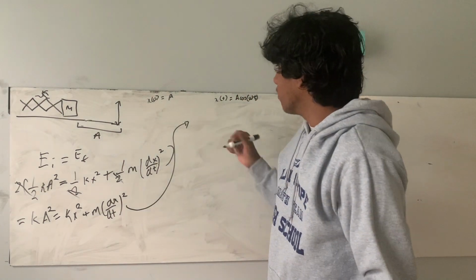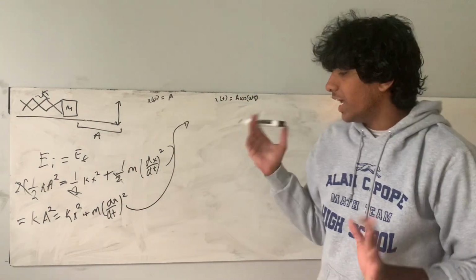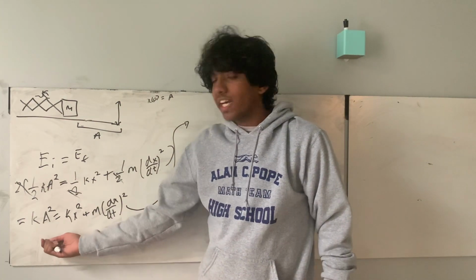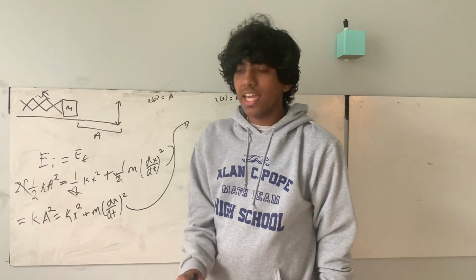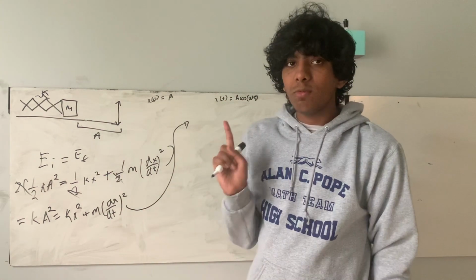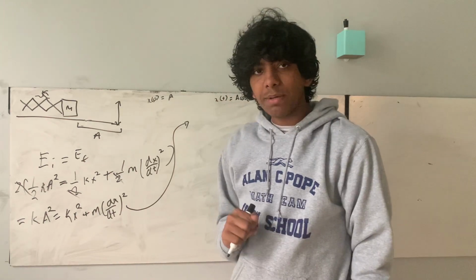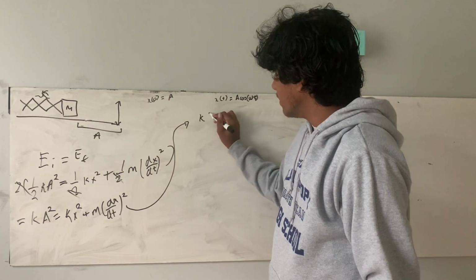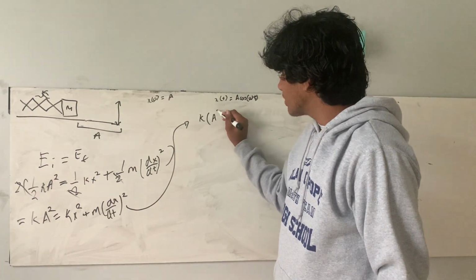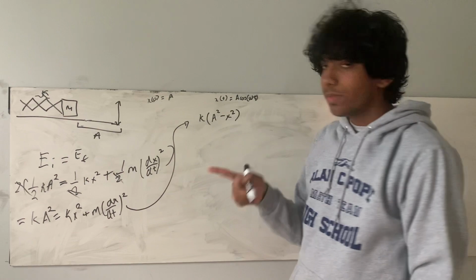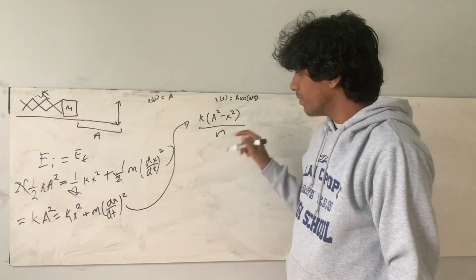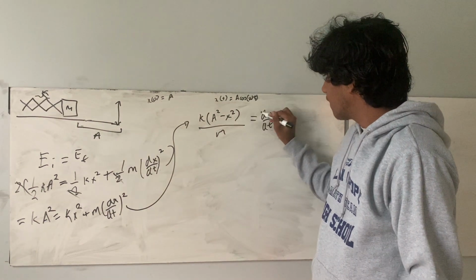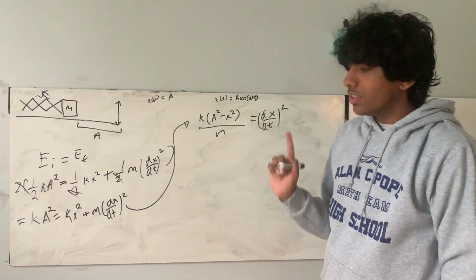Alright, the next step I'm going to do over here, so I have more space and wiggle room. Let's move this kx squared to the other side and factor out the k. And then once we're done with that, let's divide both sides by m. We're going to do 3 steps in one. So remember, we're factoring out the k, and we're going to get an A squared minus x squared because we subtracted it, right? Then we're going to divide by the m, and nothing's going to be on the side except for the dx/dt squared.